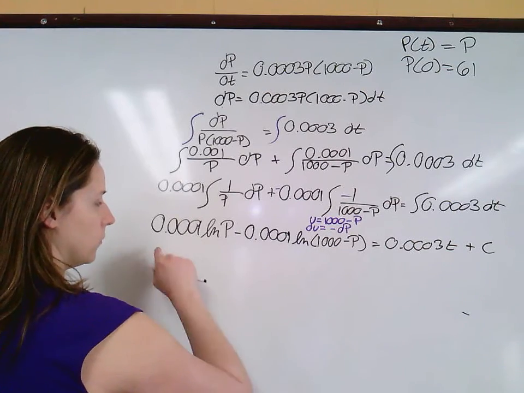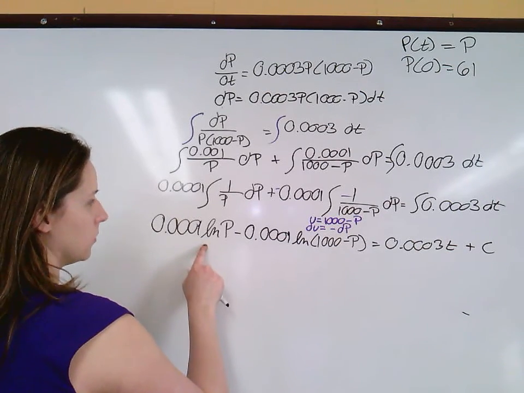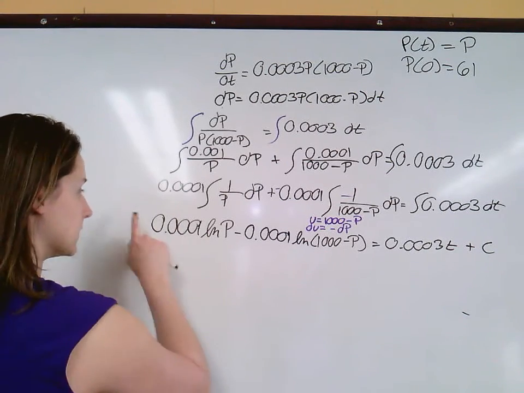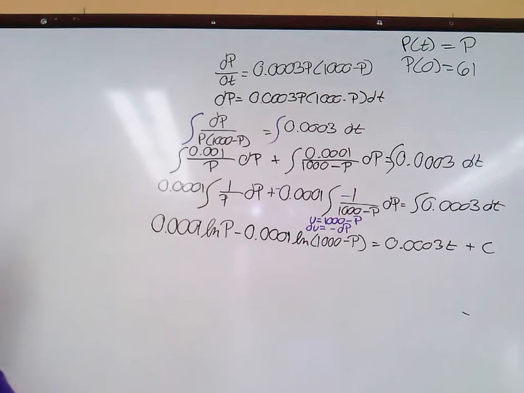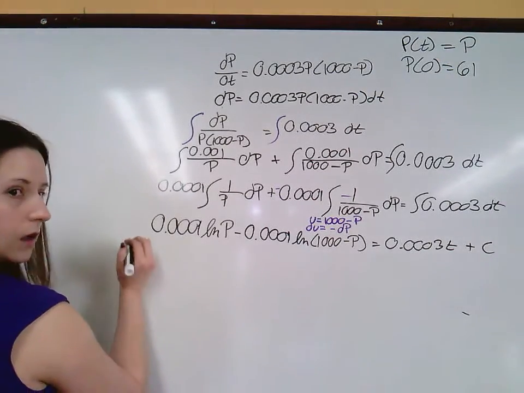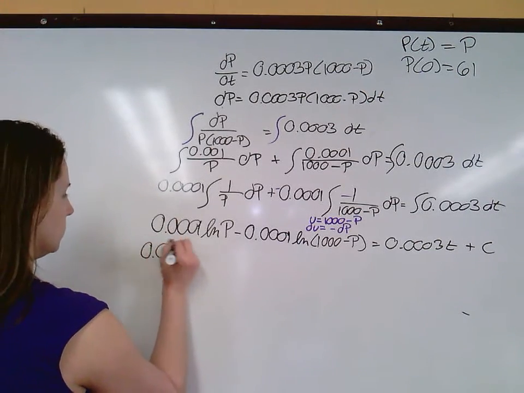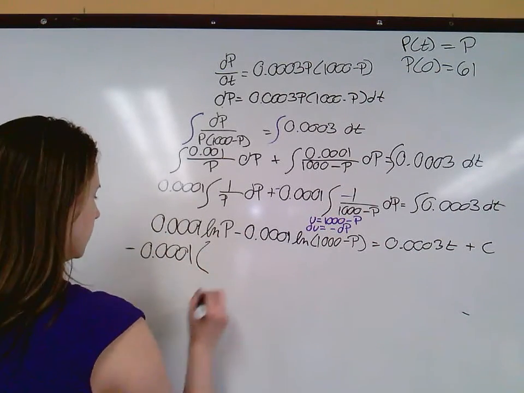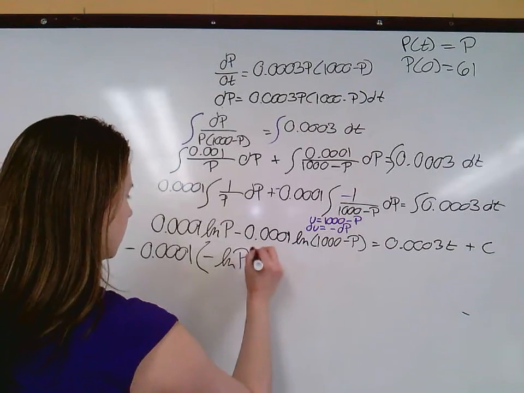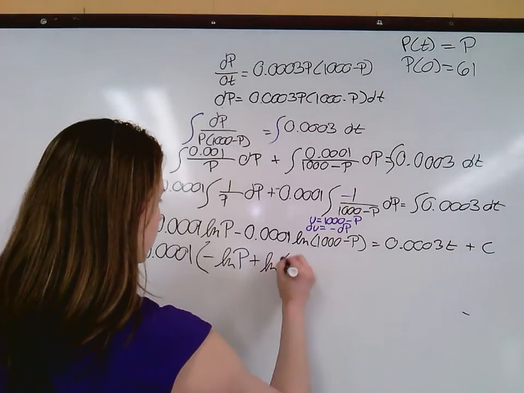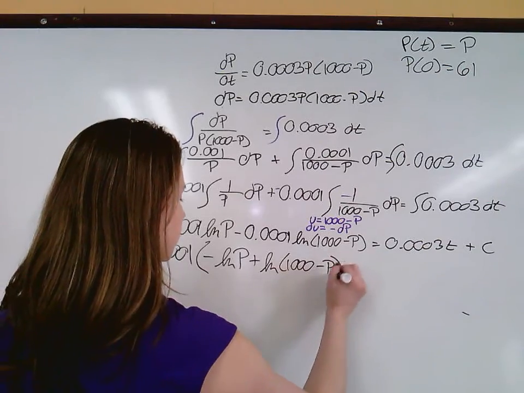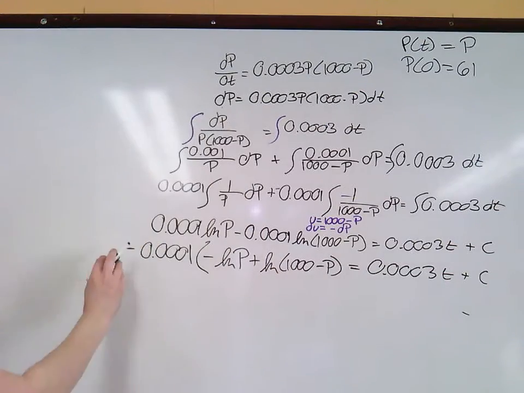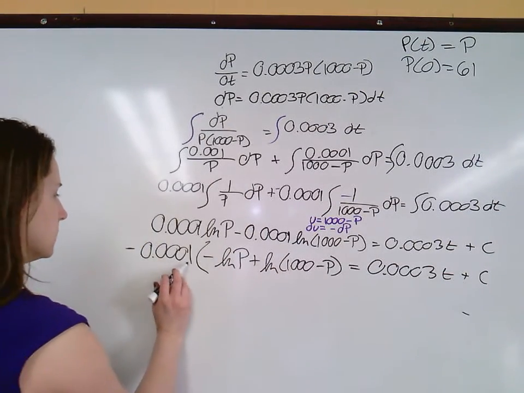So if we were to put our logarithms together, we would have p over 1,000 minus p. It can't look like that. So we have to factor out a negative here and make this the negative one. I'm also going to factor out that 0.0001. So I got 0.0001. Well, it's a negative. Factoring out a negative. So that's going to be negative ln of p plus ln of 1,000 minus p. Okay? I'm going to divide by negative 0.001 on both sides.